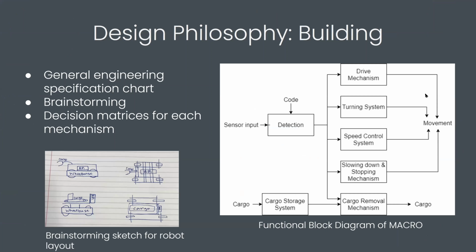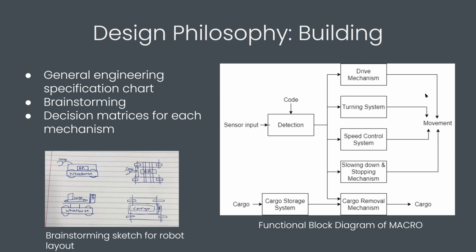In the design process, the team created a detailed engineering specification chart detailing the requirements of the macro, such as the volume of the cargo hold, speed, and sensing capabilities. The team's initial brainstorming method was to spend 5 minutes having each team member write and/or draw out their ideas for each category in question. The picture below is an example of a team member's brainstorming drawings for the overall robot layout.